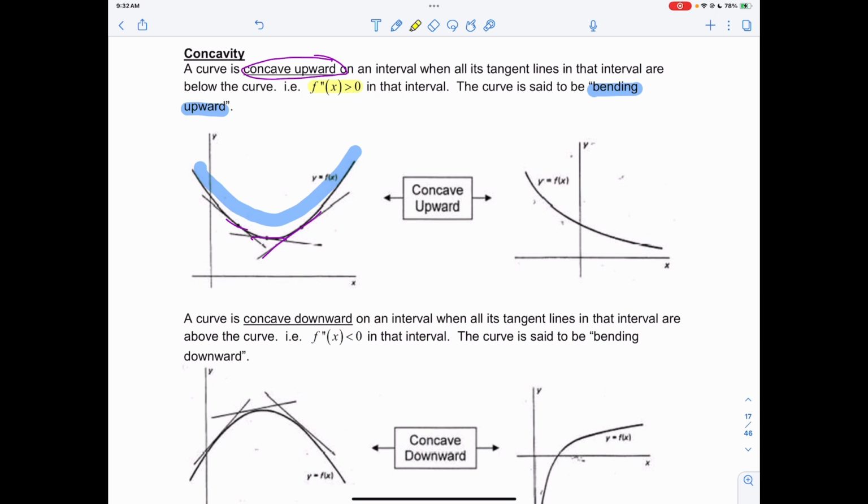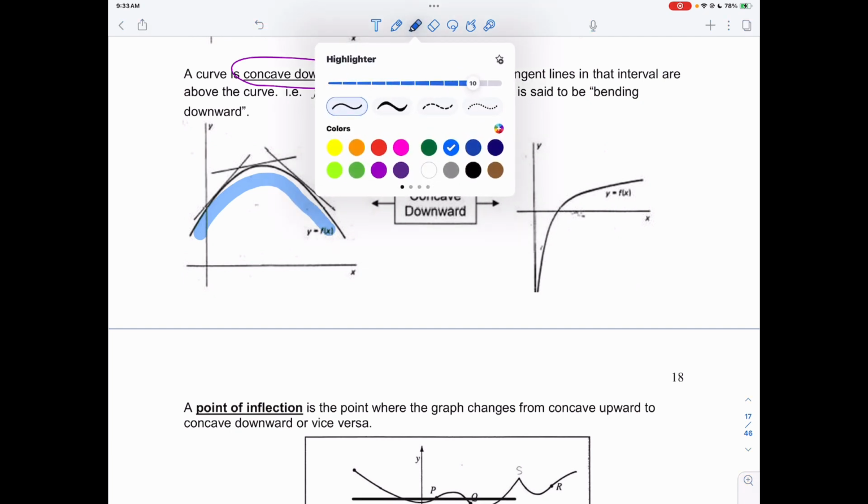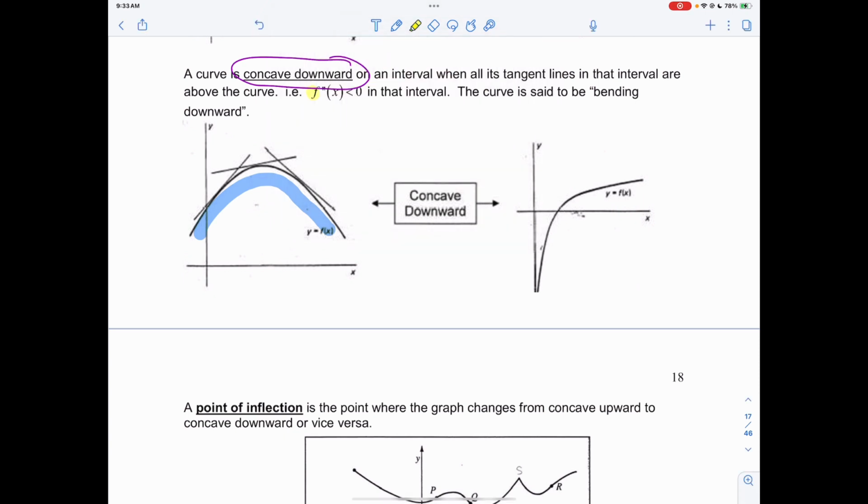So the first derivative tells us the slope. The second derivative tells us our concavity. At the same rate, it's going to be concave downwards when the tangent lines are above the curve, or it is bending downwards, making a frowning face. This occurs when my second derivative is less than 0.